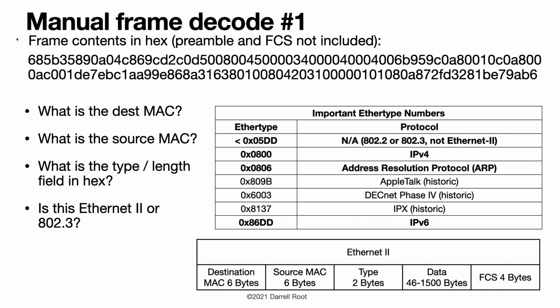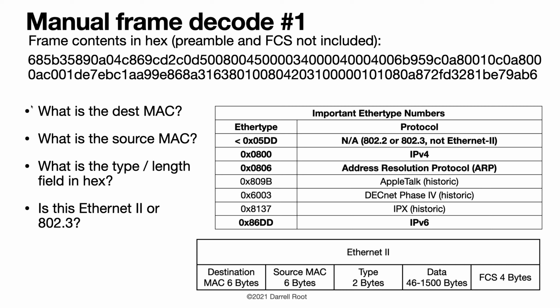Let's manually decode an Ethernet frame. So here is the frame contents in hex, and we're not including the preamble and we're not including the FCS. This is as passed up to the host CPU by the network interface card. And keep in mind the frame is transmitted as bits. Each hexadecimal character corresponds to 4 bits.